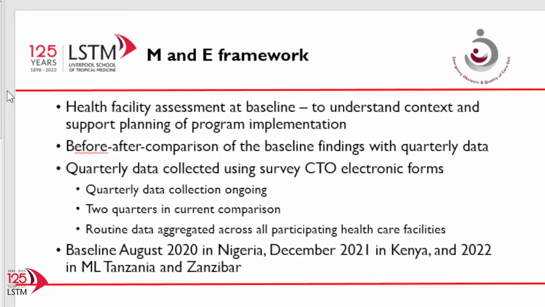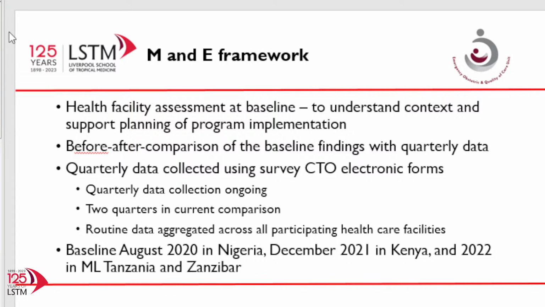So what we did was that we, of course, initially had the baseline health facility assessment that was conducted at different times in the countries because of the differences in the onset and the time in which the program was begun. And this was done to understand the context and to support planning for implementation. In Nigeria, the baseline facility assessment was conducted in August 2020. In Kenya, it was in 2021, and in 2022 in Tanzania and Zanzibar.